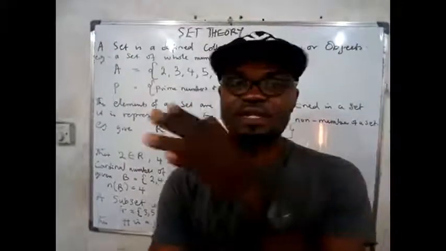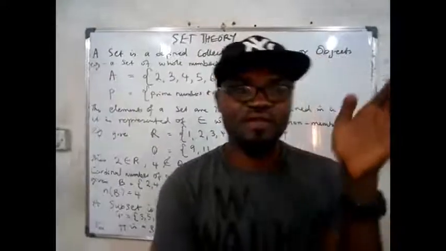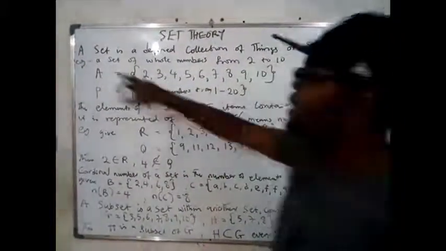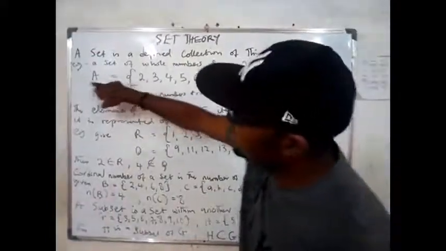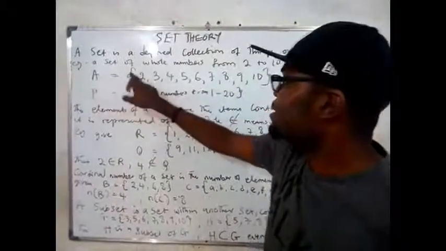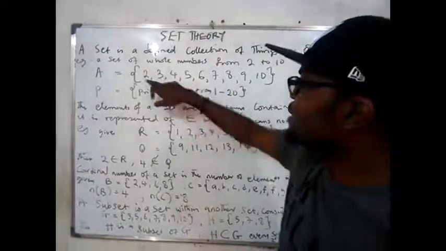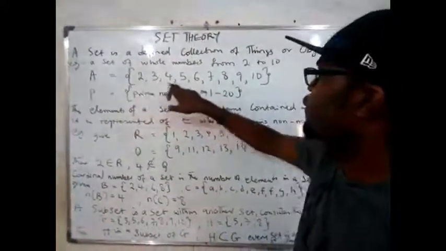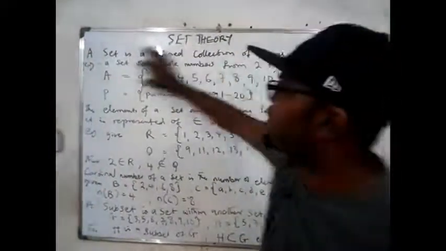So the elements of the set of whole numbers from 2 to 10 are 2, 3, 4, 5, 6. You separate them with commas. So a set is a defined collection of things or numbers. This is how you express a set. So A here is a set. And the collection must be contained in a curly bracket. These are the elements of this set A: 2, 3, 4, 5, 6, 7, 8, 9, 10, separated with commas. So this is an example of set representation.